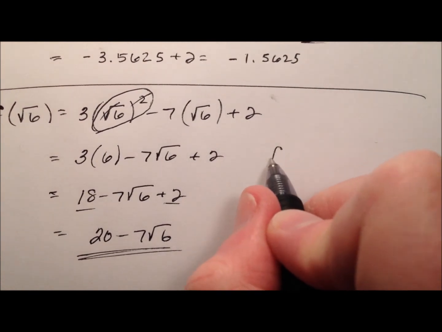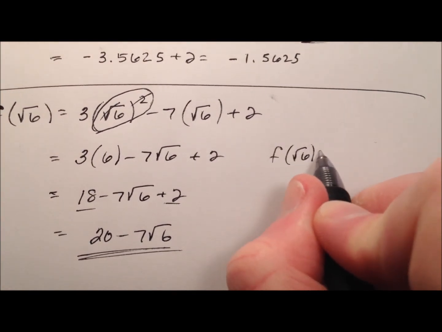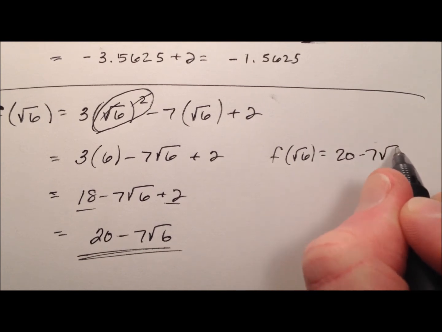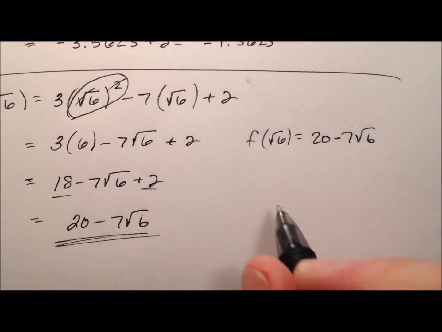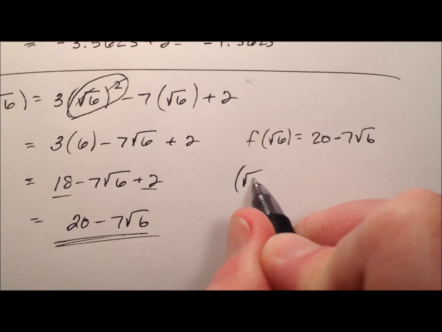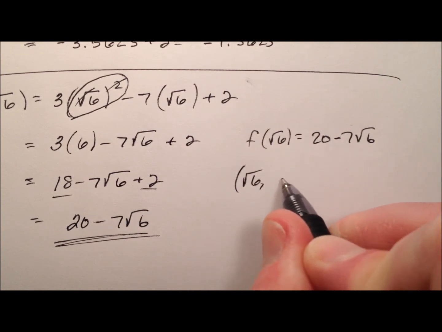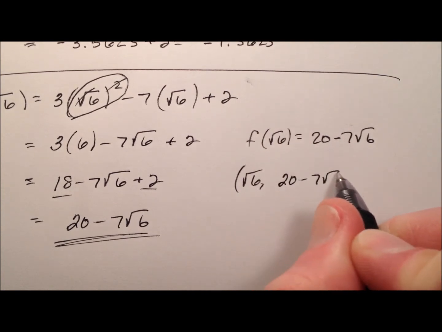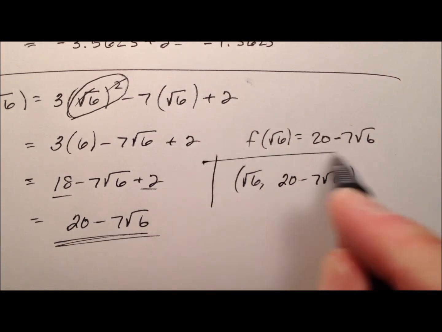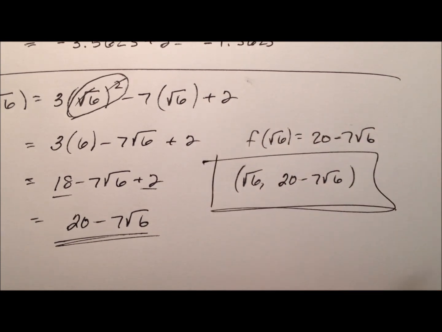So I can say that f at the square root of 6 equals 20 minus 7 radical 6, or of course, I can write this as an ordered pair. The square root of 6 is my x value, and 20 minus 7 radical 6 is my y value. So that's that one as well.